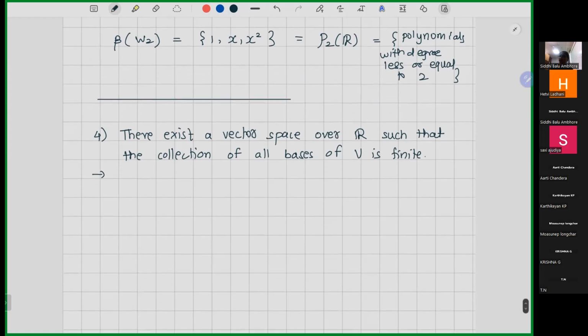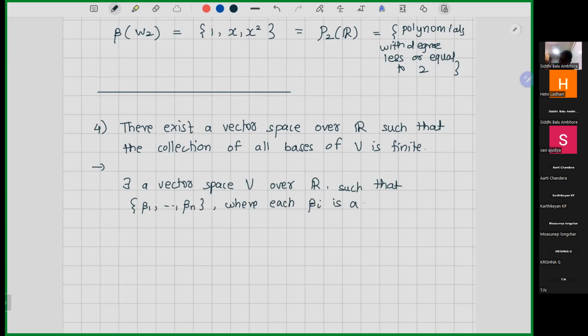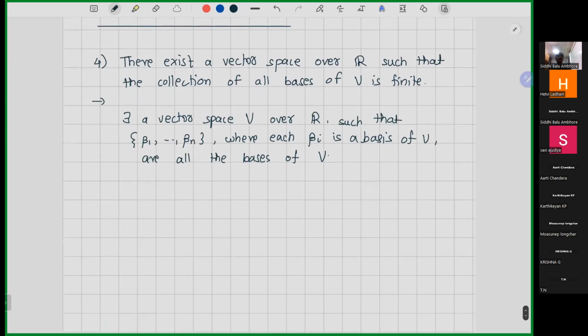I mean, what I'm asking is that there exists a vector space V over R such that beta 1, ..., beta n, where each beta i is a basis of V, are all the bases of V. Is it true? I mean, it says that my vector space has only finitely many bases.